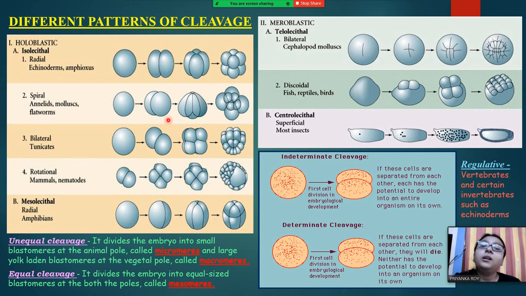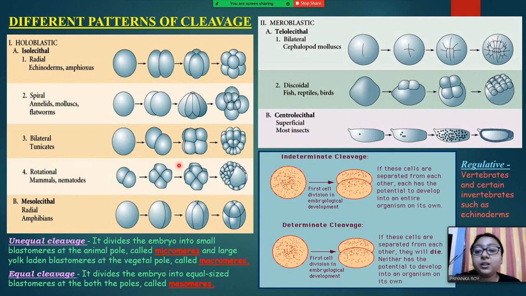So here just like bilateral symmetry, the plane of cleavage will give rise to 2 equal blastomeres which are just the mirror images of one another, and this bilateral cleavage is seen in tunicates. So here also almost equal sized blastomeres will be formed. Next is the case of rotational cleavage, which is very important because it is seen in the mammals.